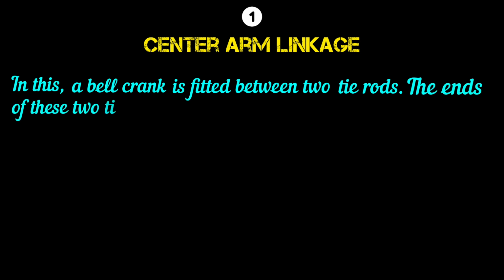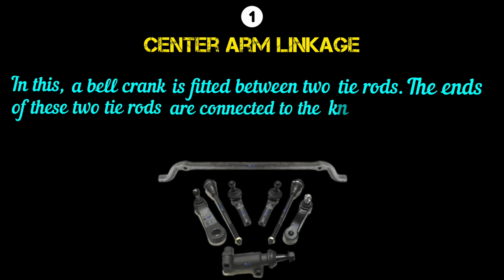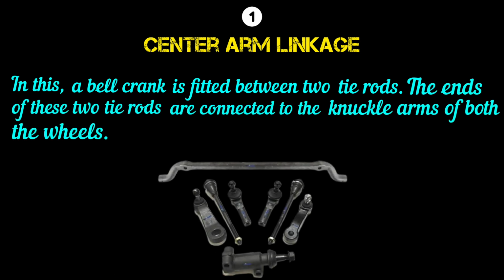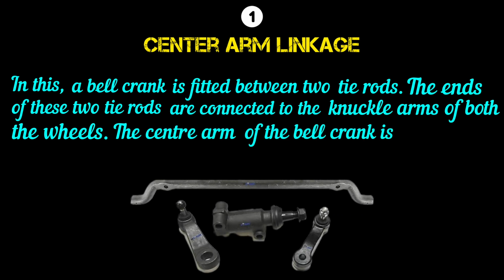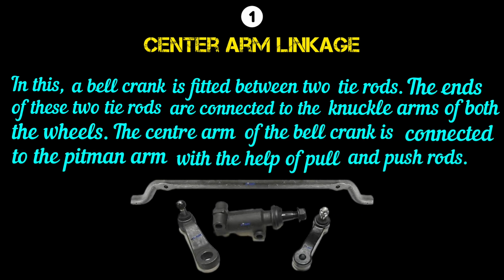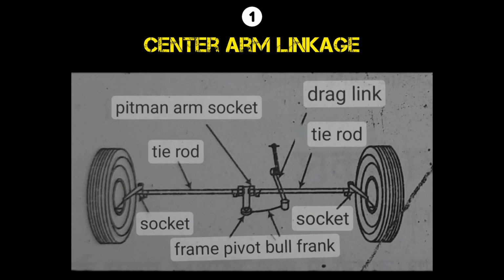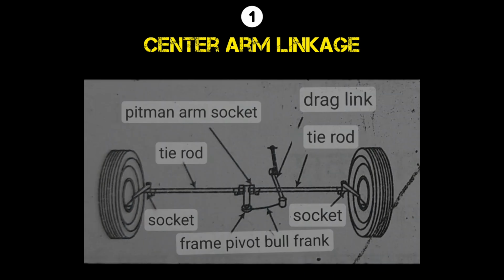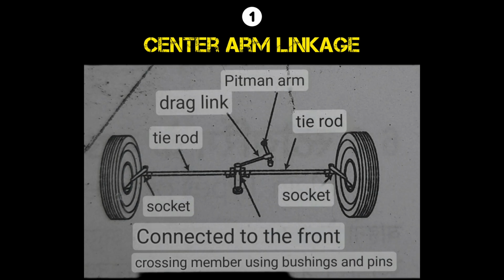The ends of these two tie rods are connected to the knuckle arms of both the wheels. The center arm of the bell crank is connected to the pitman arm with the help of pull and push rods. This type of linkage is often used in Jeeps. Center arm steering with bell crank intermediate arm and center arm steering with transverse drag link are the main types of this linkage.